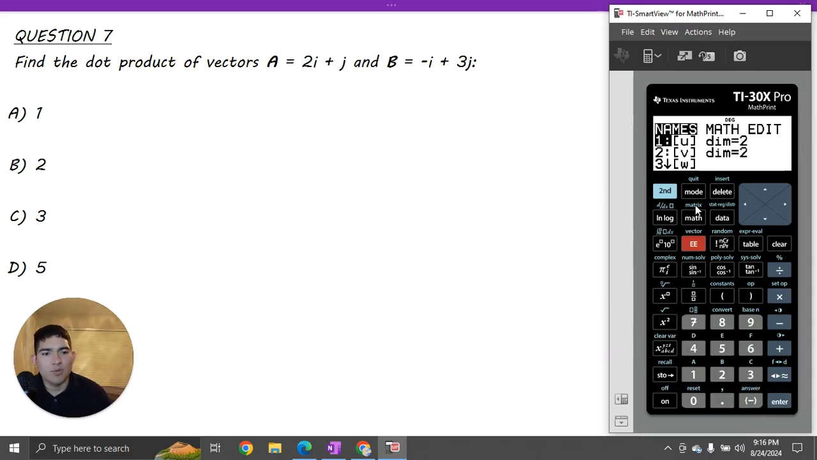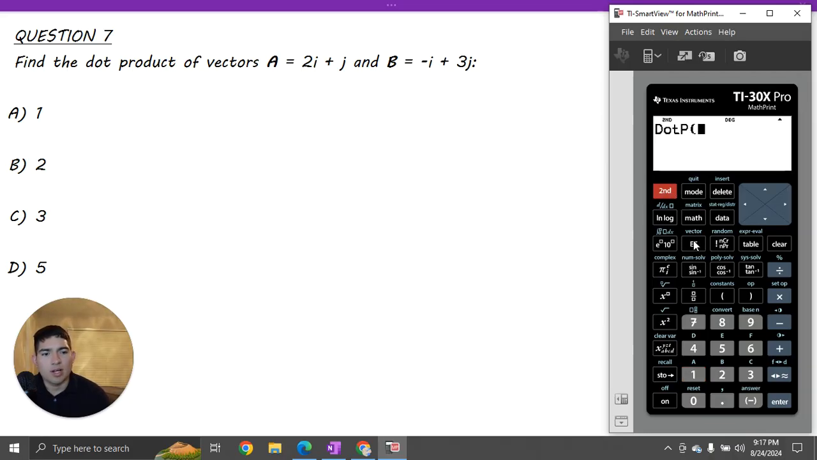So now we can go back to this vector screen. So now that we're here, we can go over to this tab that says math on it, and we'll find the dot product operation. What we're going to do is we're going to hit the number 1, and that will tell the calculator that we're going to be doing a dot product.